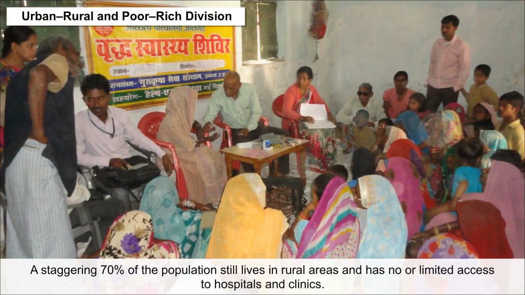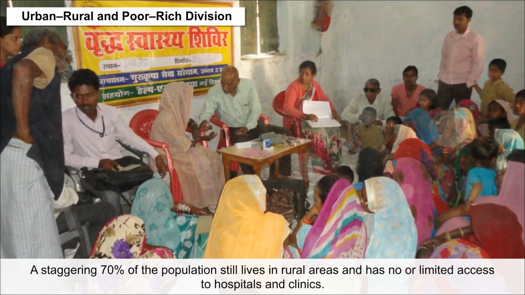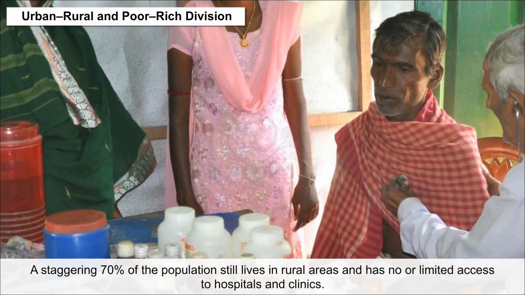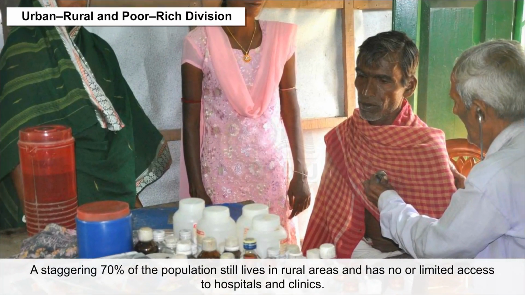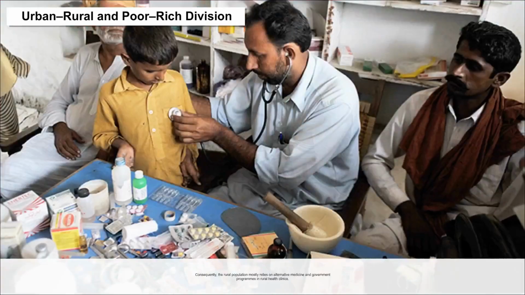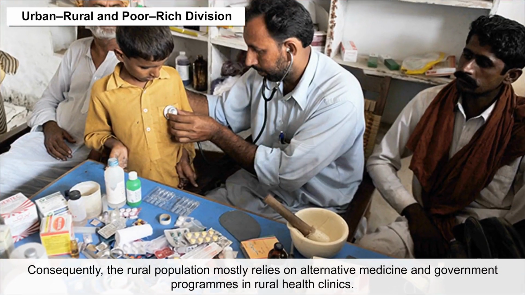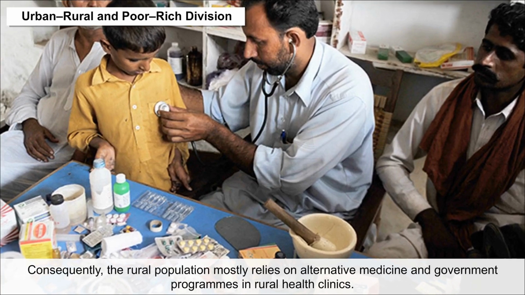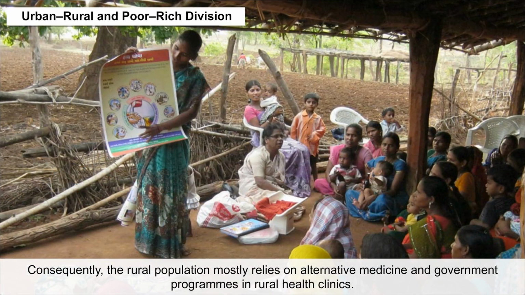A staggering 70% of the population still lives in rural areas and has no or limited access to hospitals and clinics. Consequently, the rural population mostly relies on alternative medicine and government programs in rural health clinics.